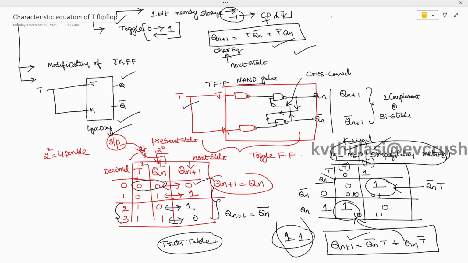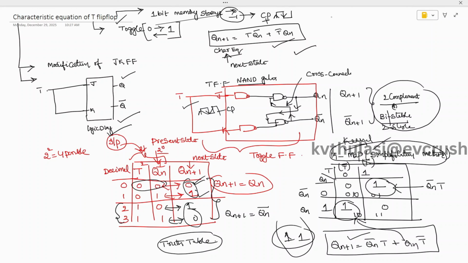And here you can see it has two stable states, either 0 or 1. So it is able to store either 1 or 0, therefore this is called a 1-bit memory storage. Therefore the flip flop can store either 0 or 1, so it is called a 1-bit memory storage device. For this flip flop to work, we need a clock pulse. That clock pulse may be a level one or it may be an edge triggered one. It has two complementary states, that is, two stable states.